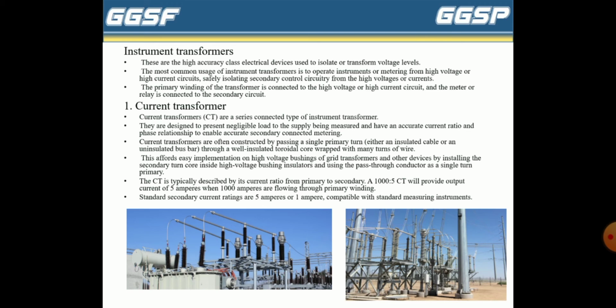Secondary connected metering. This affords easy implementation on high voltage bushings of grid transformers and other devices by installing the secondary turn core inside high voltage bushing insulators and using the pass-through conductor as a single turn primary. Standard secondary current ratings are 5 amperes or 1 ampere, compatible with standard measuring instruments.